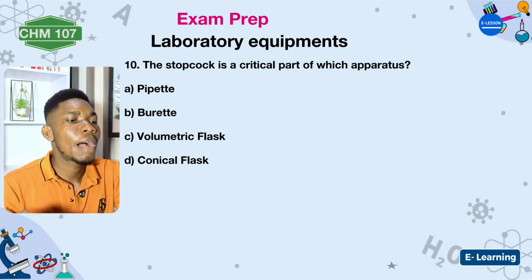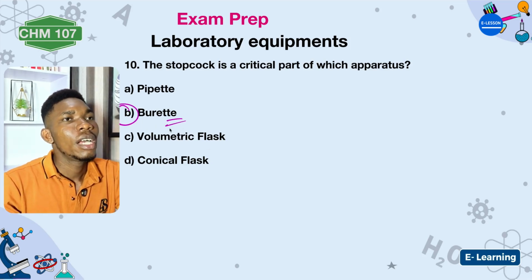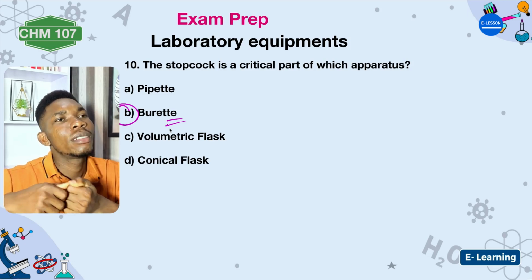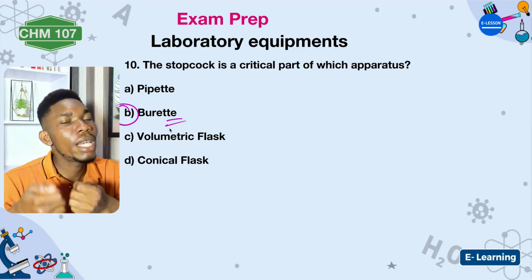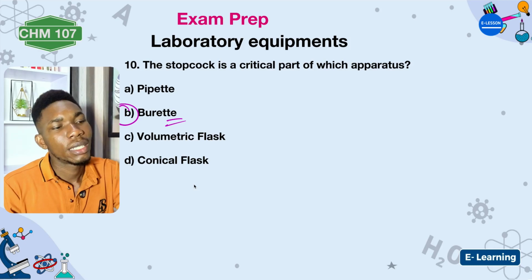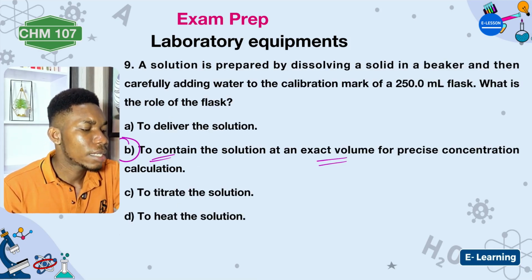The stopcock, like when you turn it and the analyte drops, you close it back. Stopcock is a critical part of which equipment? Burette. When you are doing your burette reading, some people will say, turn it and now close the thing. You see they drop. Yes, they drop. That is an important part of the burette. Is that okay? So that is basically everything you need to know about glassware.